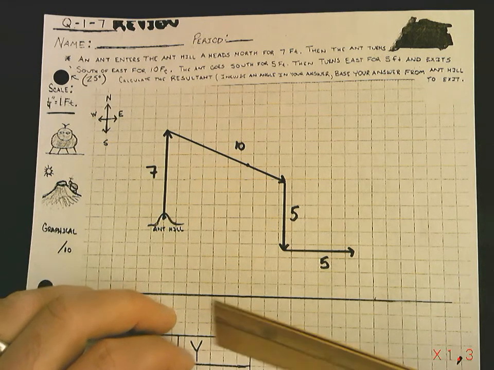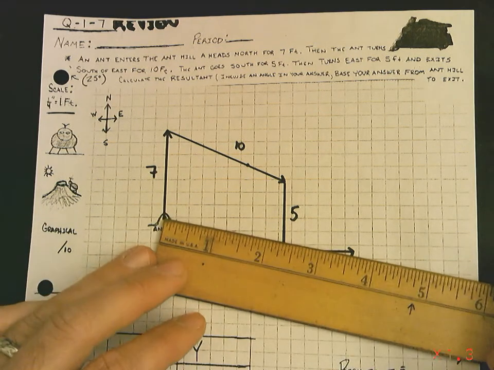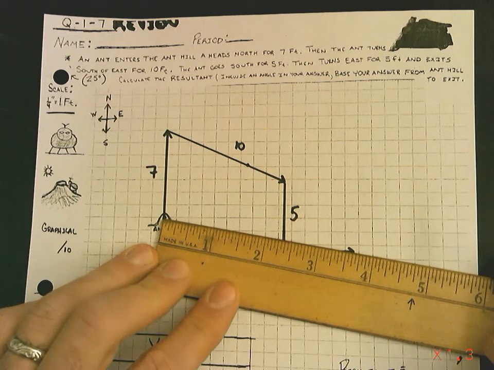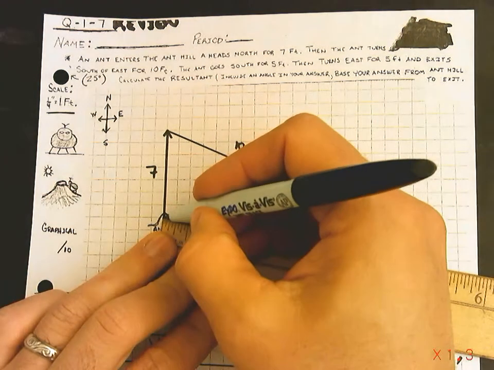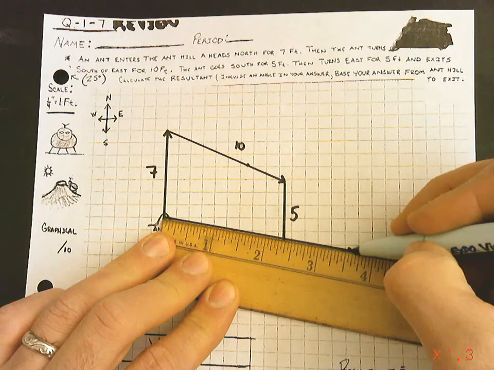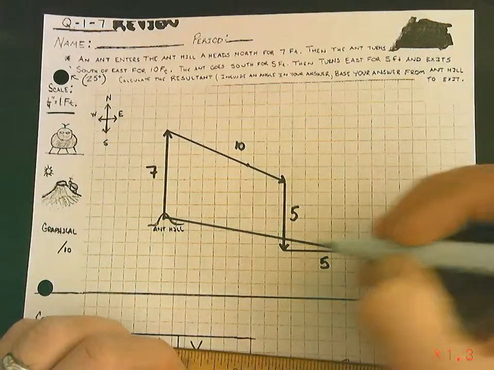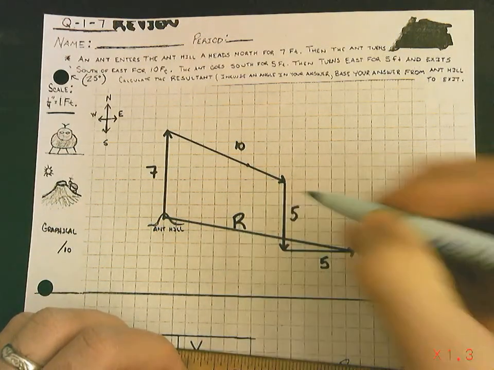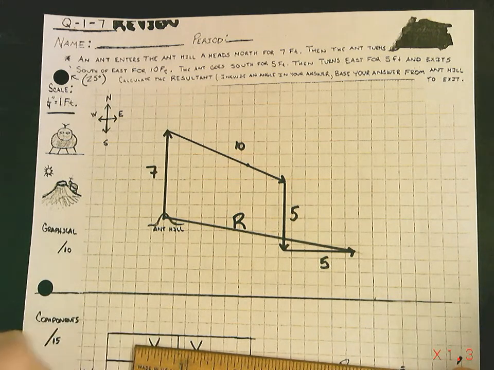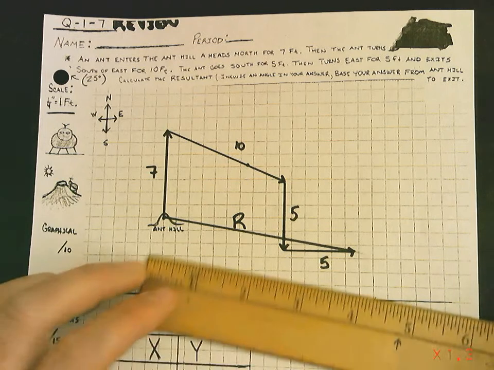What we want to do is calculate the resultant now. So the resultant is from the origin to the end point, the origin being the anthill, the end point being somewhere over here. So this is my R, or my resultant. I should have dotted that. Too late now. So we have our resultant, and we can now measure it.